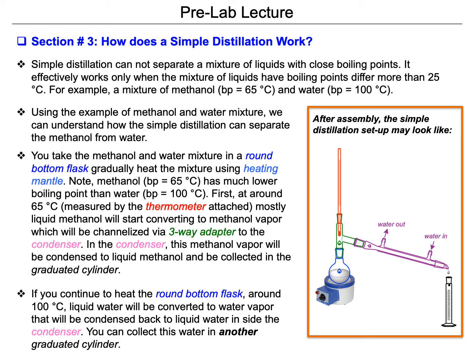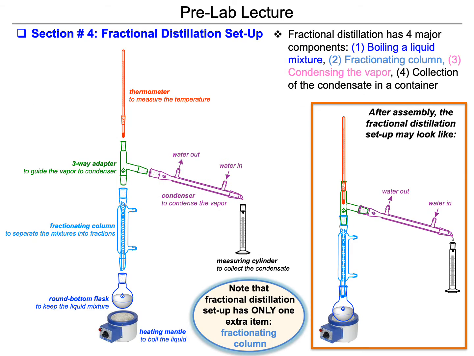The mixture is in the round bottom, as you see, gradually heated using a heating mantle. Around 65 degrees, methanol will be evaporated and directed to a three-way adapter, then the condenser, where it changes to liquid methanol. Around 100 degrees, we also can collect water in another graduated cylinder.